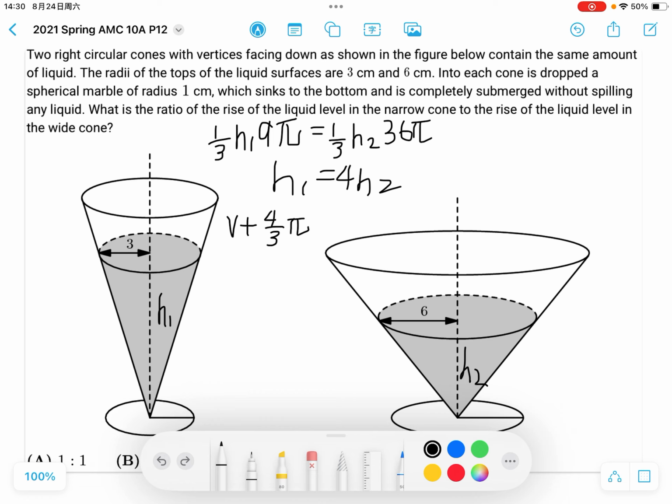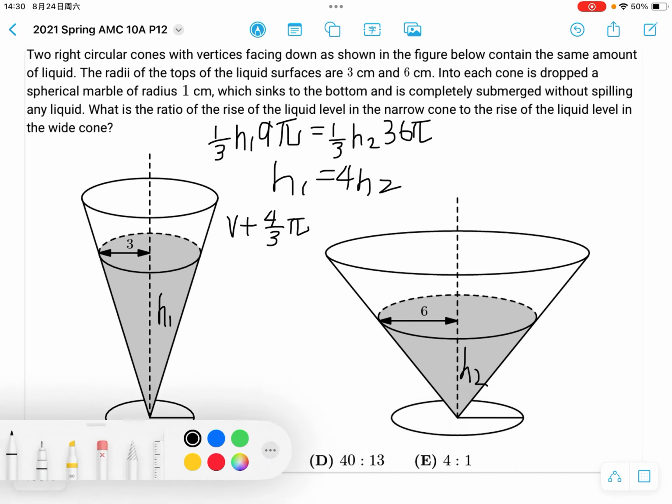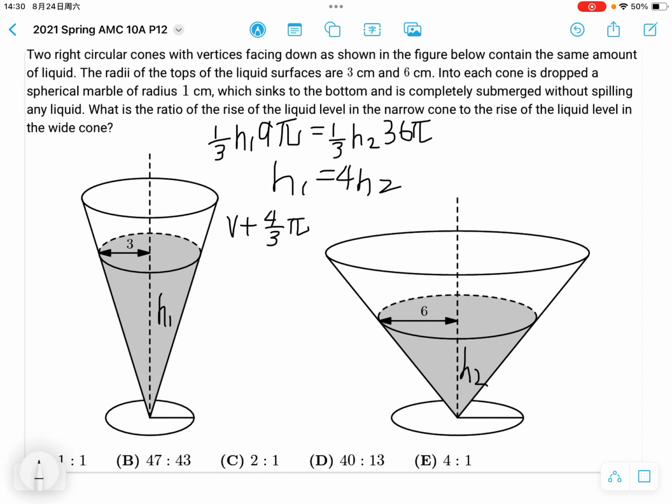So therefore, this means that to maintain the balance in proportion of H1 equals 4H2, H1 and H2 have to increase in the ratio of 4 to 1, which means that our answer is going to be E.